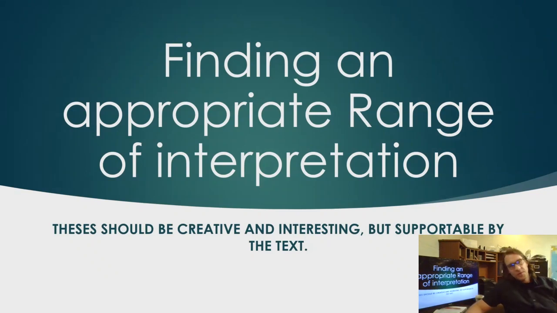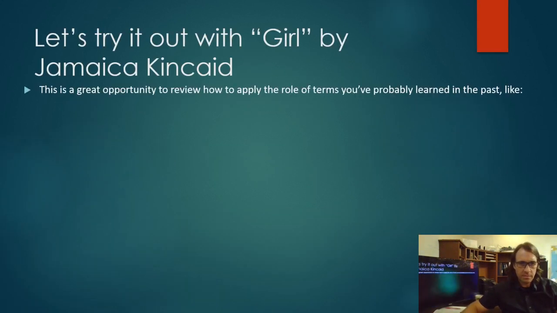Okay, welcome back to this introduction to interpretation, part two. We're going to look at finding an appropriate range of interpretation with a little piece of prose by Jamaica Kincaid. All right, so "Girl" is the name of the story.